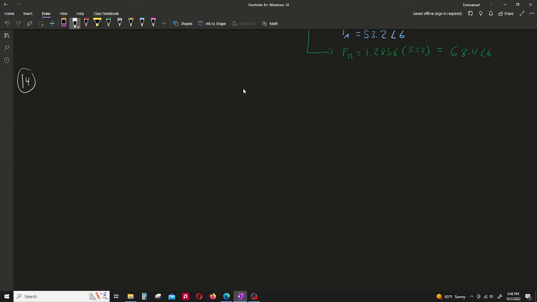And number 14 states, 4 concurrent forces in equilibrium act at point C, a truss joint as shown. The 15 kilonewton force acts vertically. Determine forces F3 and F4.